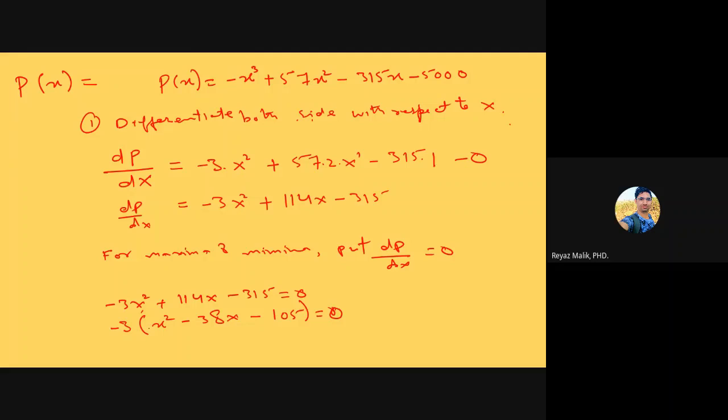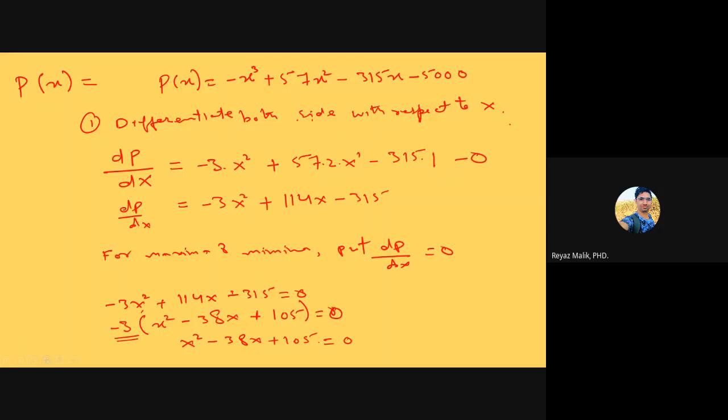Then this 3 we will bring to the other side, and it will become 0. So what will be left with us? The final equation: x square minus 38x plus 105 equals 0. Here the minus becomes plus, correct.